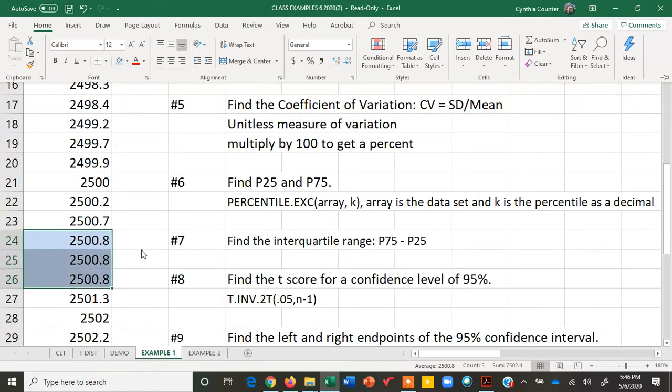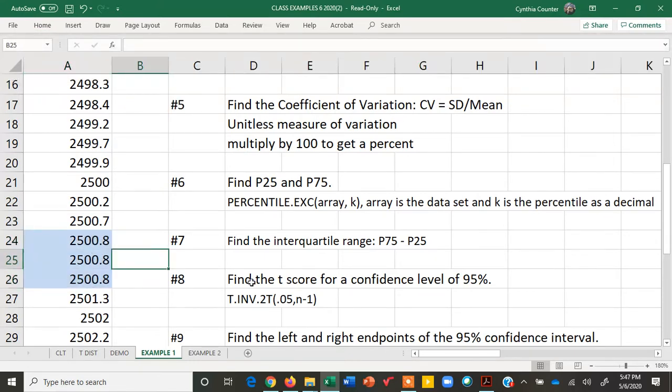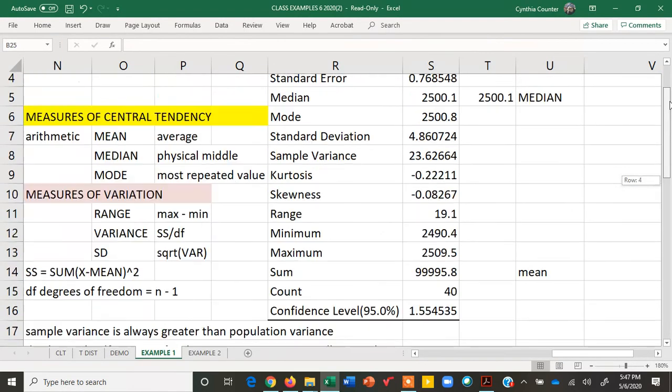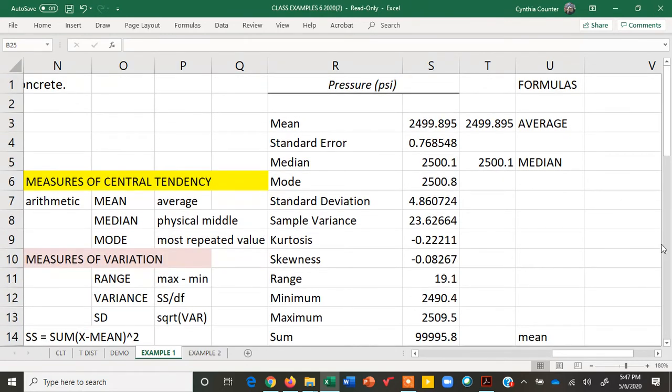So we'll go ahead and highlight it. There it is, the value that repeated the most was 2500.8. On a histogram, you know, it would have the highest bar.